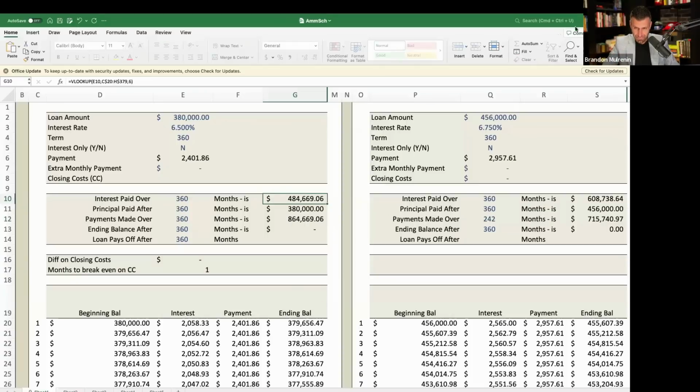Anything to add there? What we're proposing, you showing up like the value creator that you are, is we restructure all that debt into one loan. That loan amount would be $456,000. Again, this is all of their debt, everything that they owe, into one loan at 6.75%. Their new payment on that debt would be $2,957.